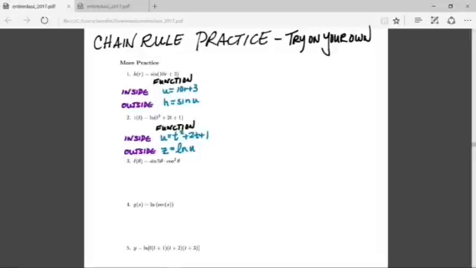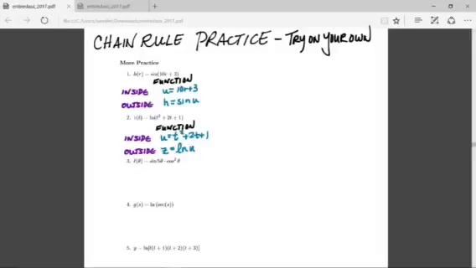For the third function, this one, notice what's going on here. There is a product happening between sine of 5 theta and cosine squared of theta. So to take this derivative, you are going to have to take a product rule. And within those product rules, you will do two chain rules. One chain rule when you find the derivative of the sine of 5 theta, and one chain rule when you find the derivative of the cosine squared of theta.